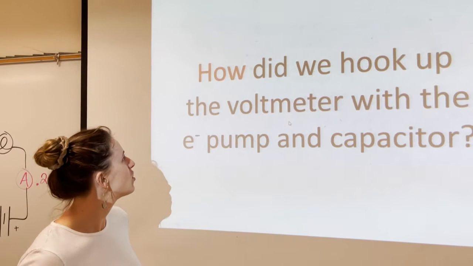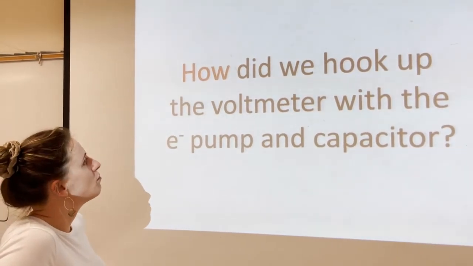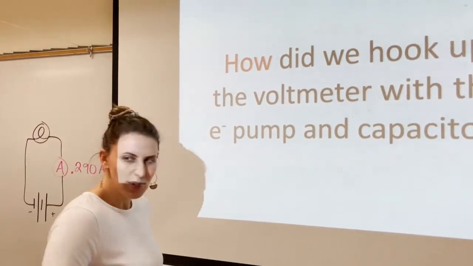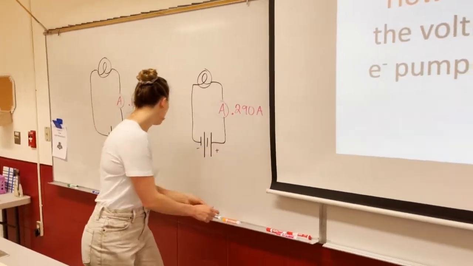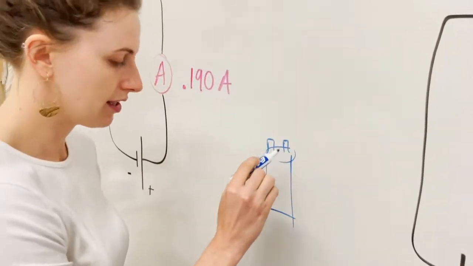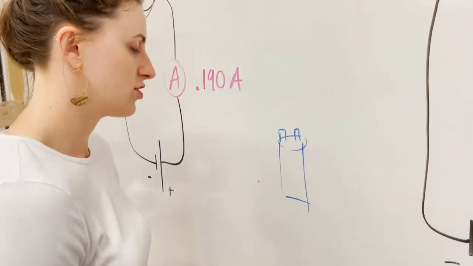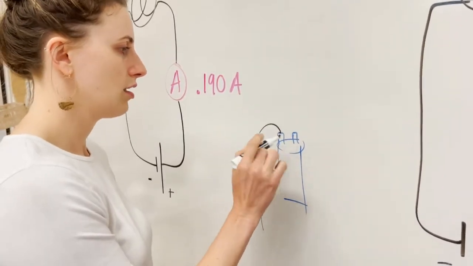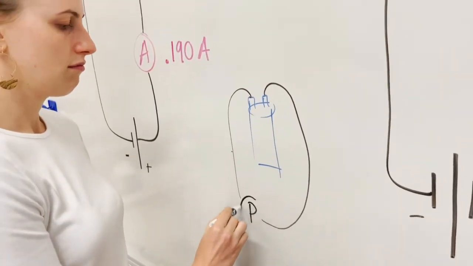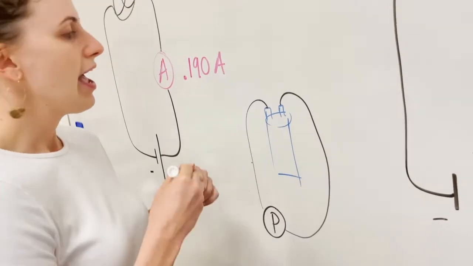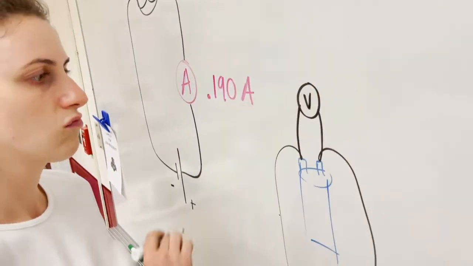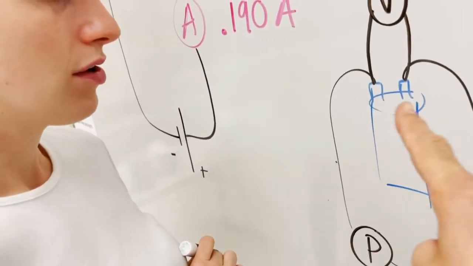Same idea. Okay, so how did we hook up the voltmeter with the electron pump and capacitor? Do you guys remember that? We don't have a capacitor out here. Our capacitor was blue, and it had those two little knobs on it. We had our circuit flowing through, with the electron pump. I don't know what the symbol for the electron pump would be. And we added the voltmeter like this, from one side to the other.